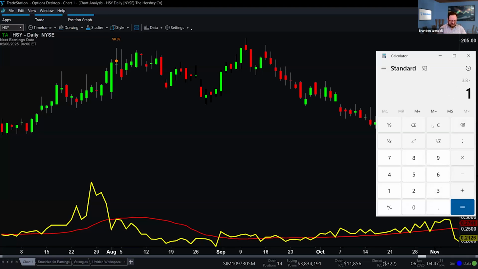3.8 minus 1.2. I can do this in my head anyway. It's only 2.6. So again, if we make $2.60 just on the volatility and time divided by the $12 for entry, that's a 21% rate of return. That was pretty close. It said between 20-25%.